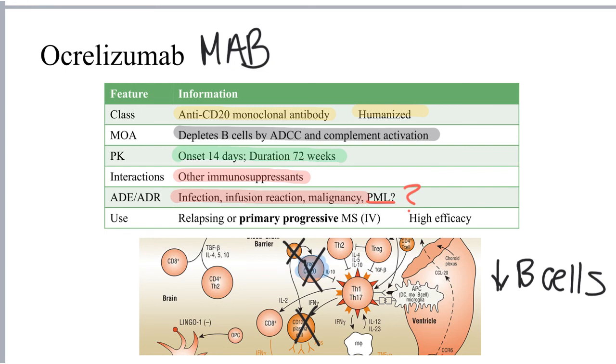Ocrelizumab is the only agent that is specifically indicated for primary progressive MS. It is also indicated for use in relapsing MS, but this additional indication for primary progressive makes it the only drug in that group. Ocrelizumab is considered a high efficacy DMT.